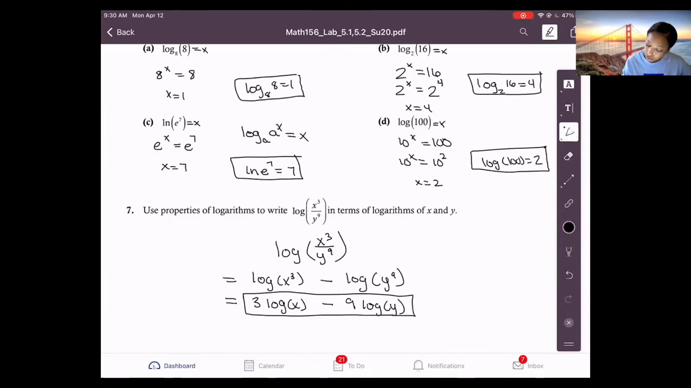And just over here to the side, I'll show you the properties we used. We used the fact that log base A of m over n is log of m minus log of n base A. And then we used that log base A of m to the r power is r times log of m. Those are the two properties we used.